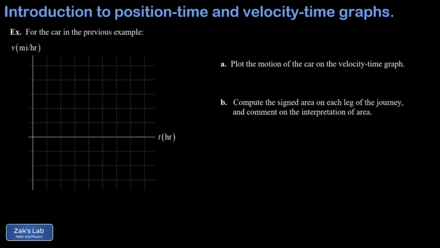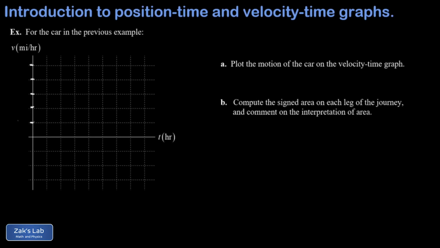Next, we consider a velocity time graph for the same example. A velocity time graph tells us the velocity of an object as a function of time for some object moving in one dimension. Well, we know the car moves positive 45 miles an hour for 2 hours, and then negative 30 miles per hour for 3 hours. So we plot these constant velocity segments as horizontal lines on the VT graph like this.